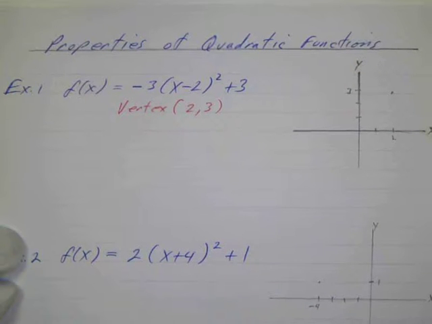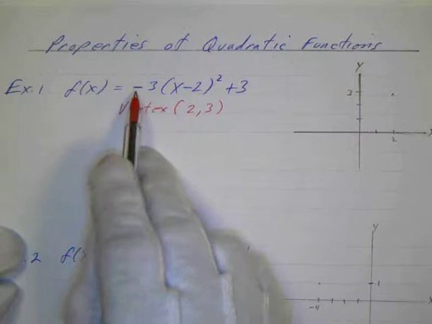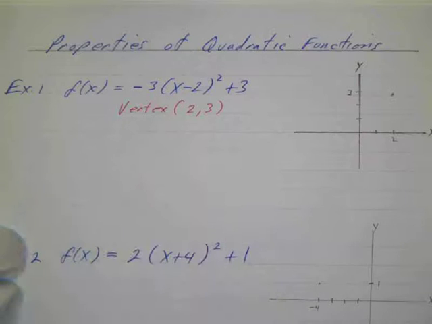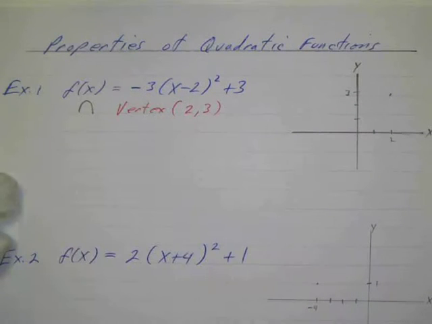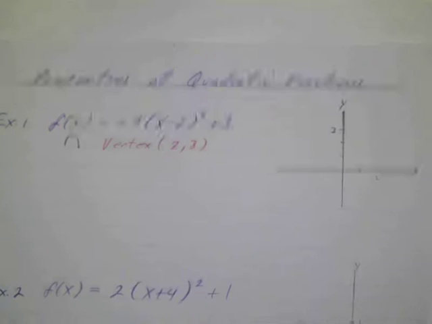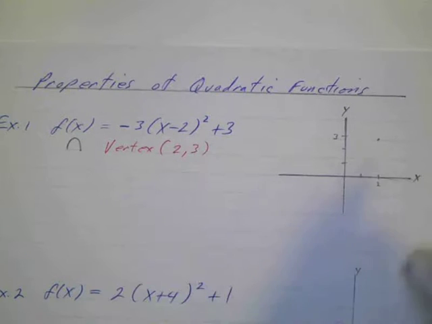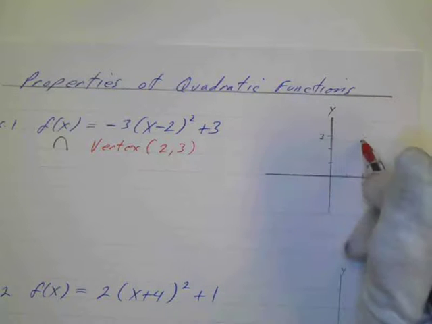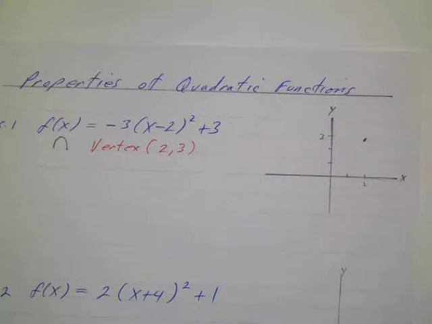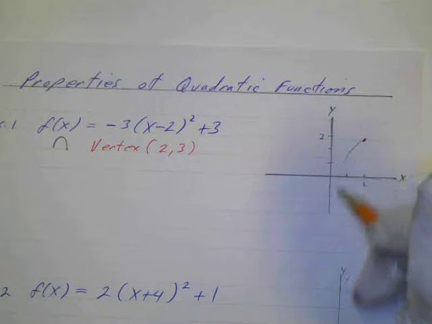So what we could do is sketch it really fast. Now we know it's going to be shaped like an N because this is negative, so it's going to open down. And then we can make a rough sketch. The vertex is going to be 2, 3. So I drew an axis over here, and I'm going to go out 2, up 3. So that's my vertex, and it's going to go down like this and keep going forever.